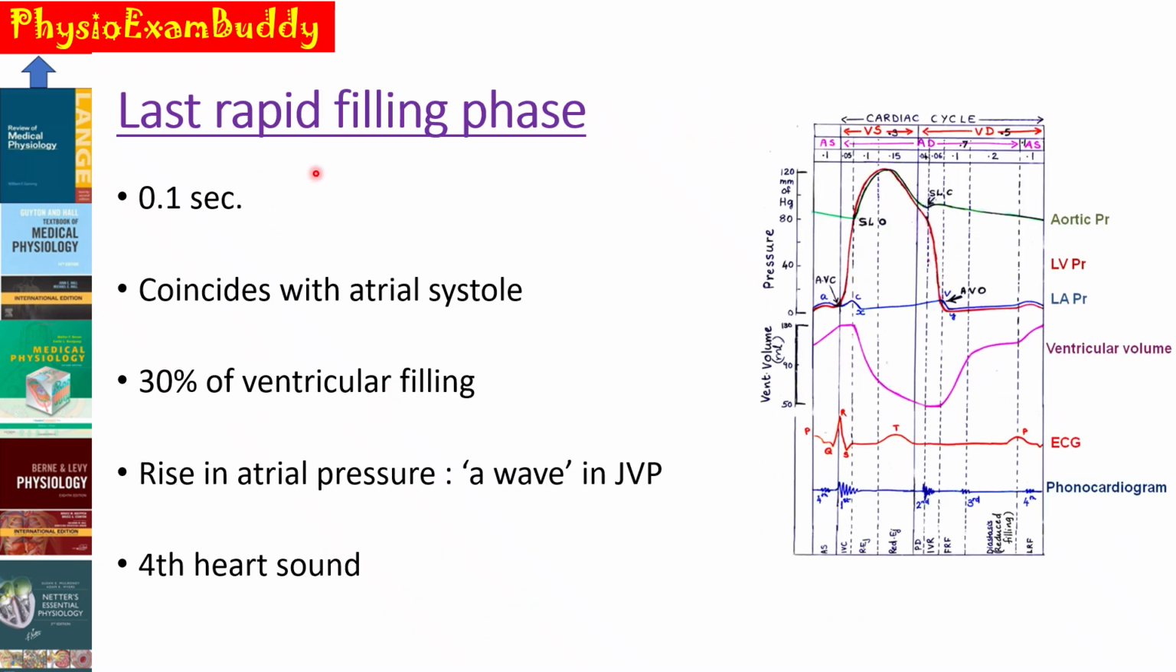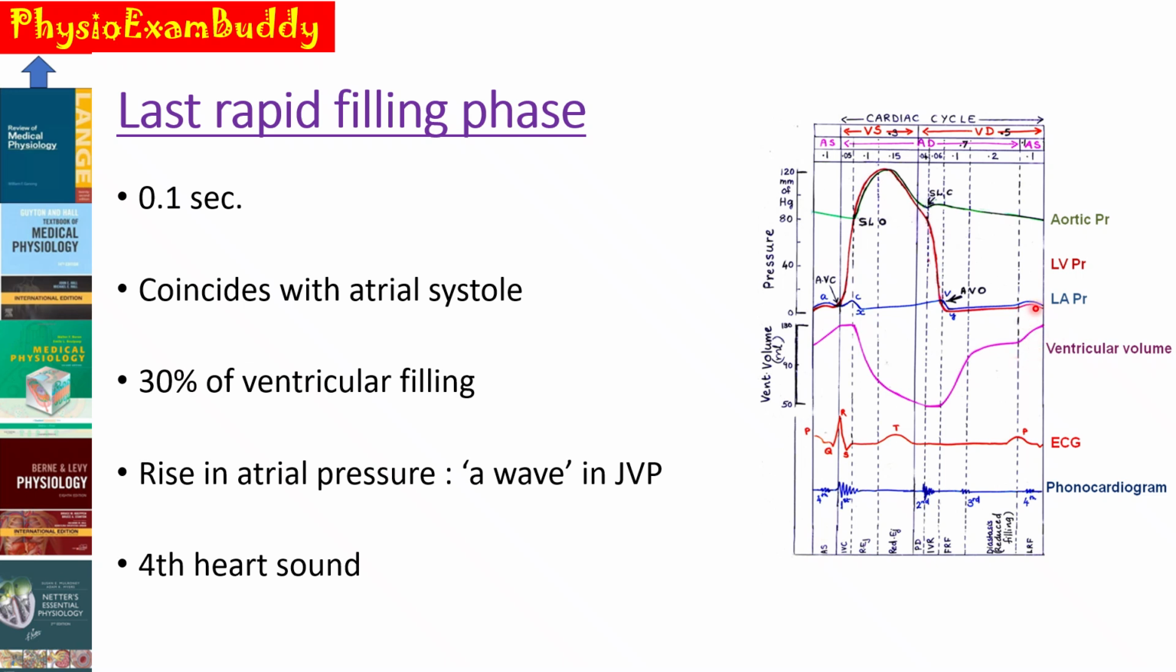Next is about the last rapid filling phase. It lasts for around 0.1 second and it usually coincides with the atrial systole. So the same thing you have drawn in the first column you have to draw here also. It coincides with the atrial systole, and this contributes 30% of the ventricular filling. So this same thing you have to draw here, that is 30% of the ventricular filling.